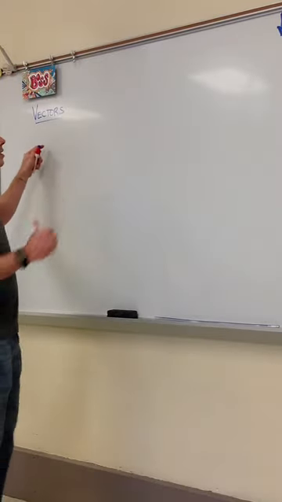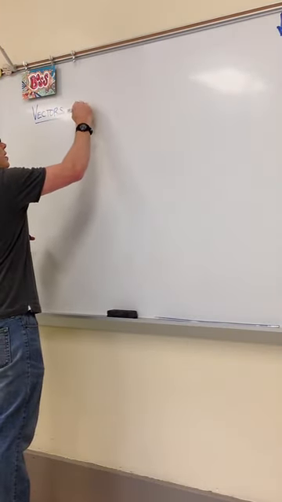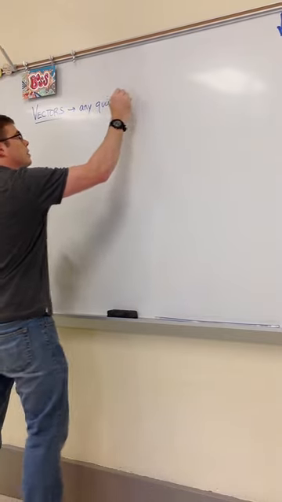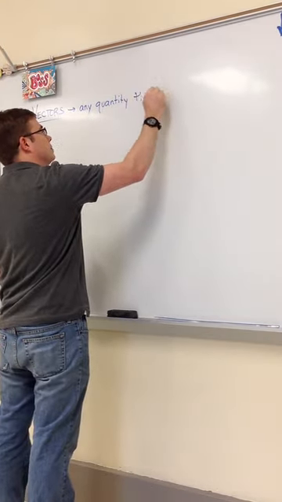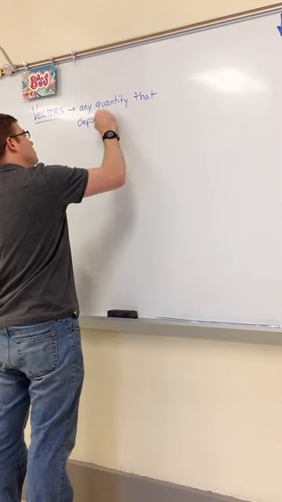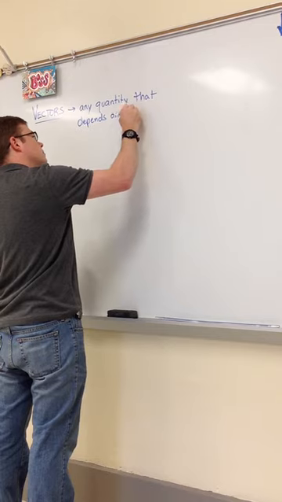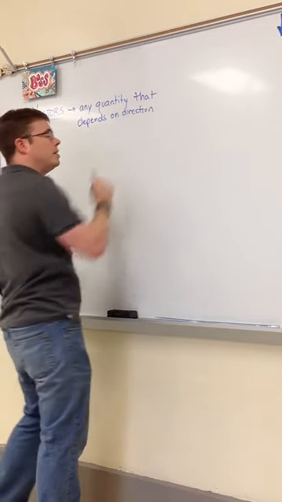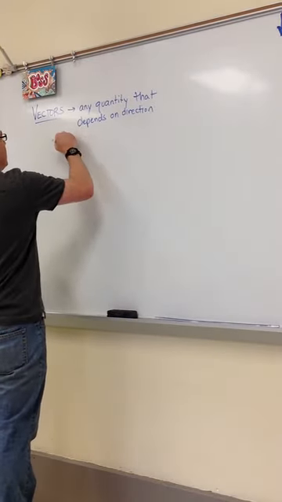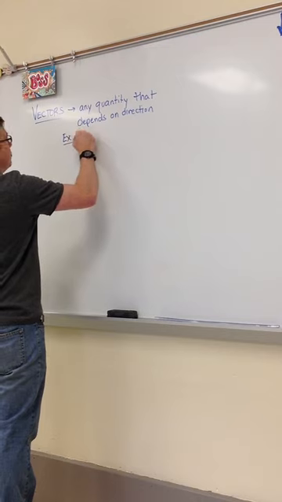All right, so the first thing is, what is a vector? A vector is any quantity that depends on direction. Okay, so what does that mean? That means depending on what direction, the value may change. A good example of a vector is force.